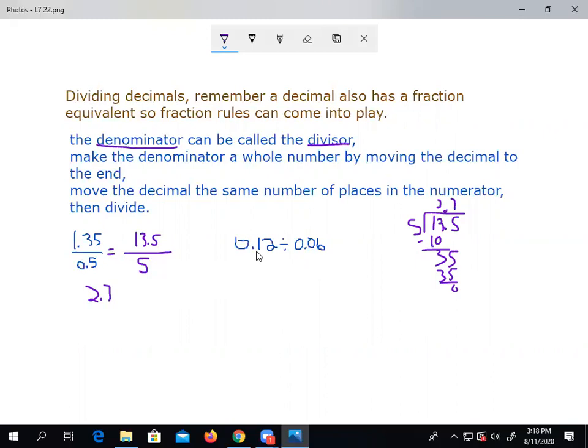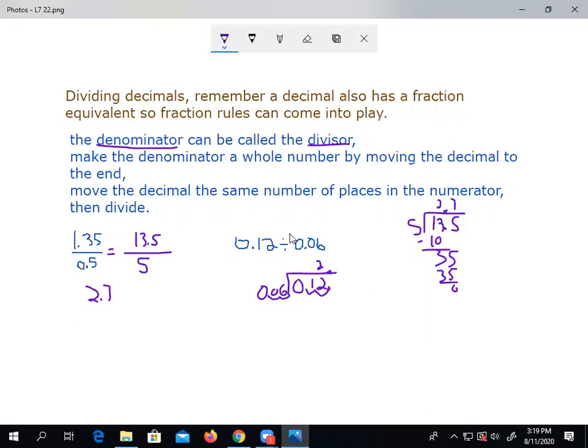So when I have something like 0.12 divided by 0.06, my divisor is going to be the 0.06. And I'm dividing the 0.12 by that. The way this works is you want to make your divisor a whole number, so move the decimal to the very end, which means I got to move this decimal the same number of places. Since I moved this 2 places, I got to move the decimal inside 2 places. You got to mirror that part. So this just turns into 6 into 12. 6 goes into 12 twice, so the answer would just be 2.